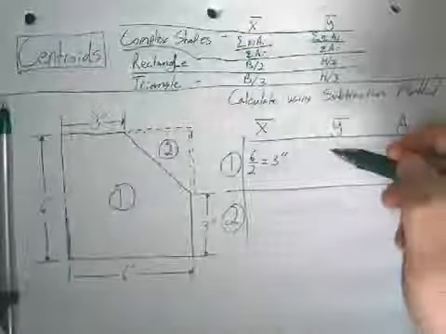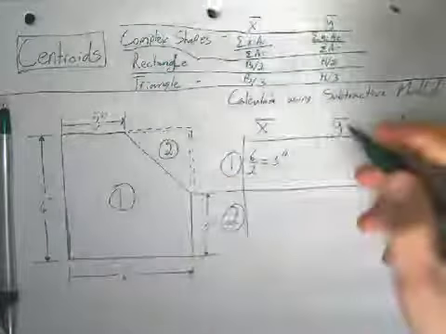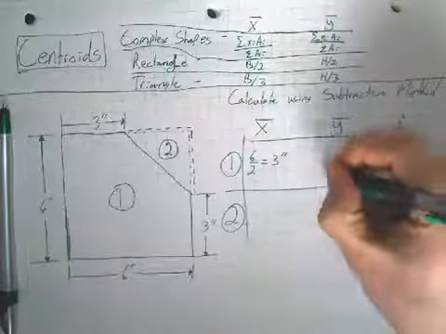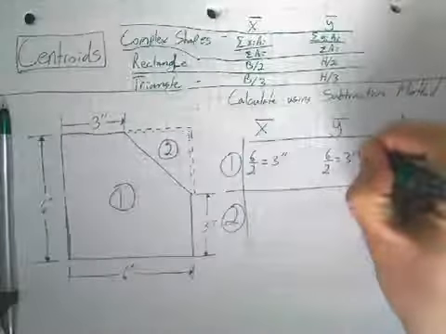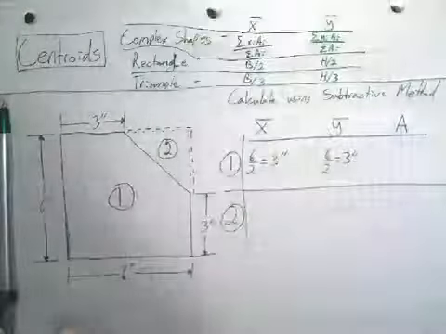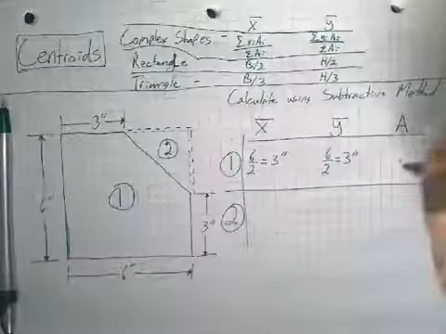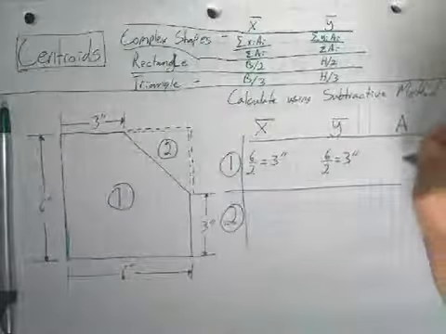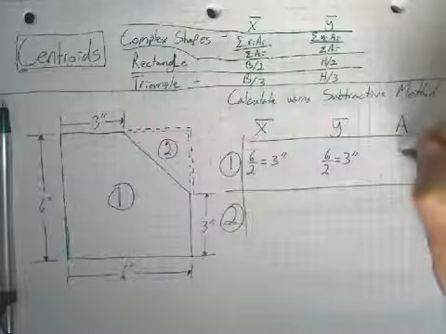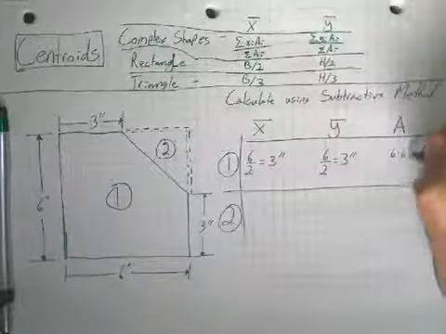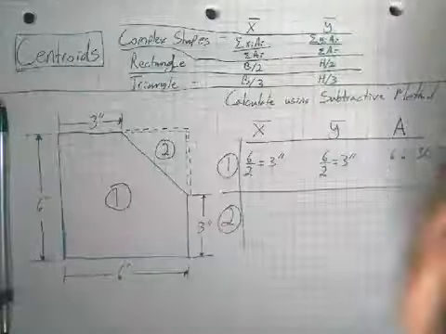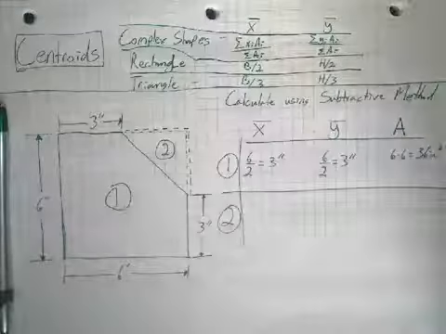My Y centroid, the height is 6 inches. So again, rectangle h over 2, so I have 6 over 2, also 3 inches. And the area of this, I'm considering that to be my starting shape. I started with a solid square. So my solid square is an area of 6 times 6, so I have 36 inches squared.